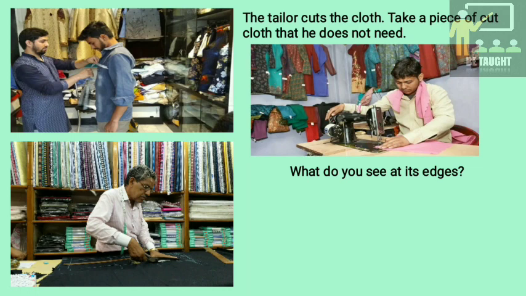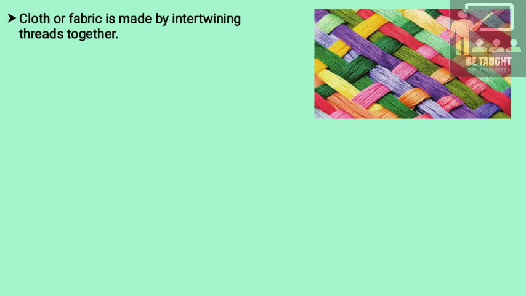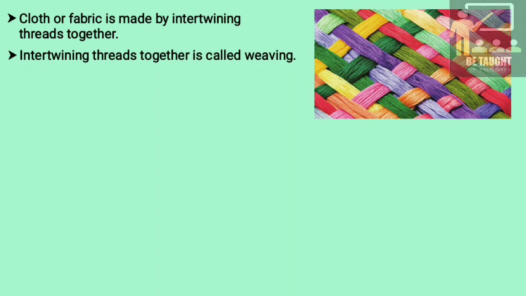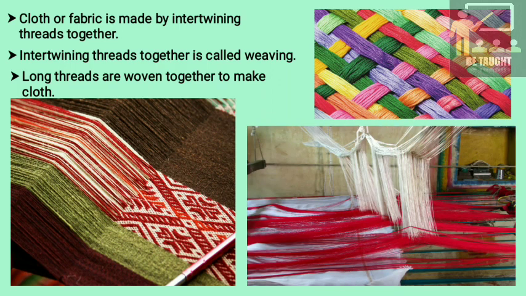So you take a piece of cloth that he does not need, and what do you see at its edges? Yes, all the threads are coming out. So cloth or fabric is made by intertwining threads together. Intertwining threads together is called weaving. Long threads are woven together to make cloth.